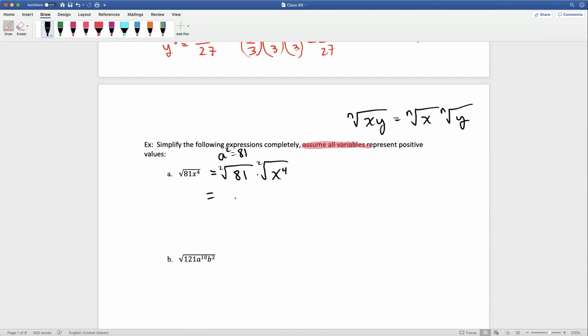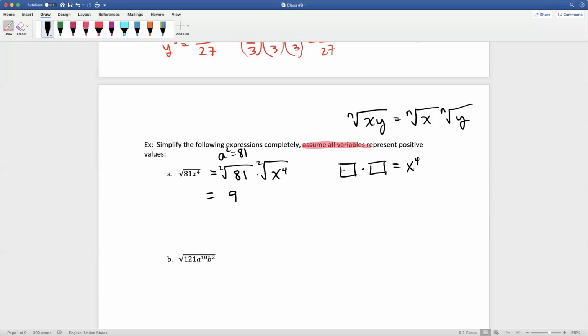And that number is 9. So we have a coefficient of 9 here. For the square root of x to the fourth, same thing. You want to think to yourself, what number when you square it will give you x to the fourth? So what number when you multiply it by itself will give you x to the fourth?